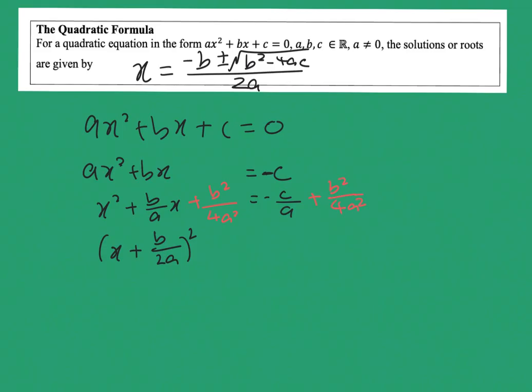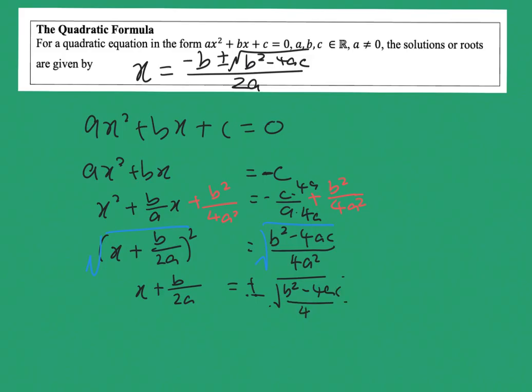And I can now continue to simplify the right-hand side. I multiply this by 4a, so the right-hand side ends up with b squared minus 4ac over 4a squared. And now I will extract the roots from both sides to solve for x. So I end up with x plus b over 2a is equal to positive or negative square root of b squared minus 4ac over 4a squared.